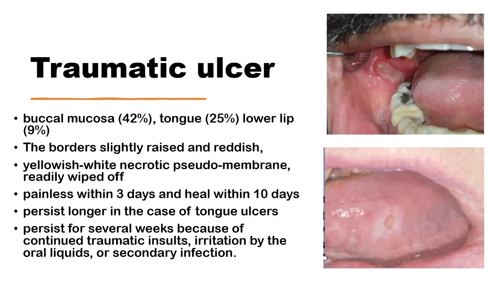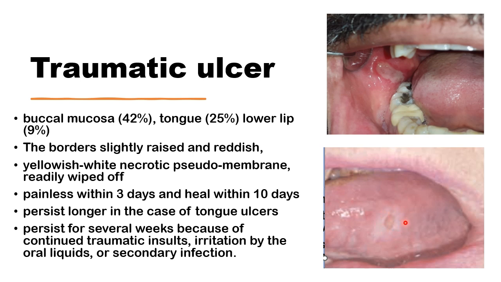Traumatic ulcers are one of the commonest causes for solitary chronic oral ulcers. They affect more the buccal mucosa. About 40% of them would occur in the buccal mucosa, followed by the lateral border of the tongue, or the lower lip. The borders of the ulcer would usually be raised. They can be either reddish or whitish in a hyperkeratotic area.